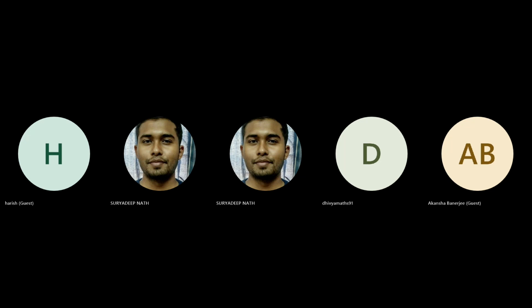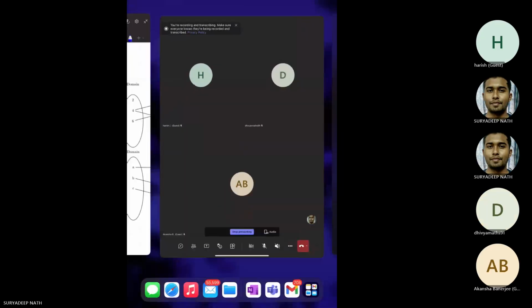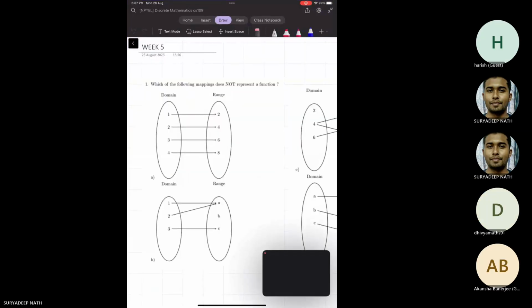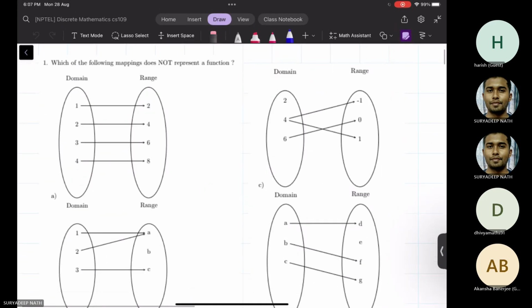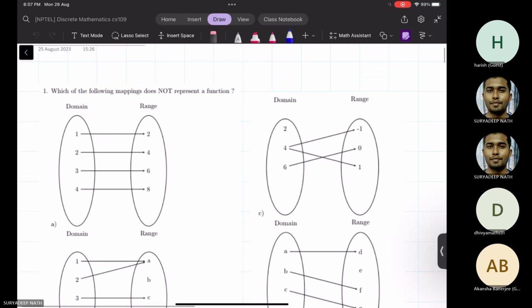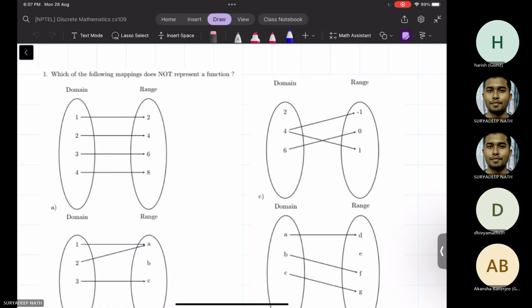We'll be discussing week 5 assignments from previous iterations of this course, and the questions would mostly be related to functions. I'll get started. So I'll share my screen. Okay. So these are the week 5 questions.